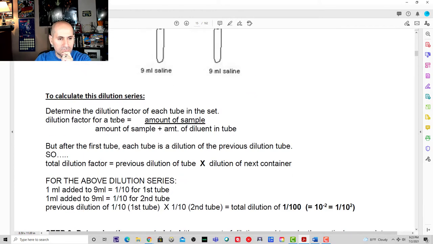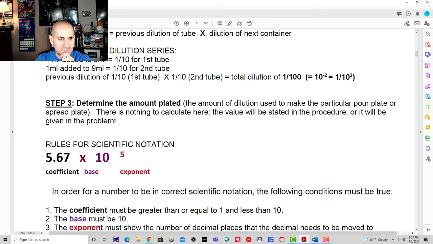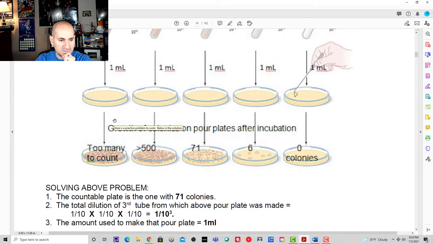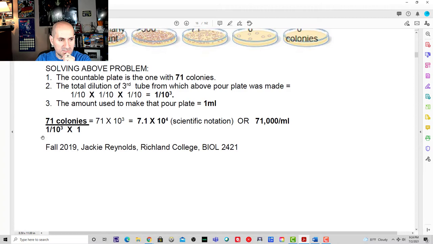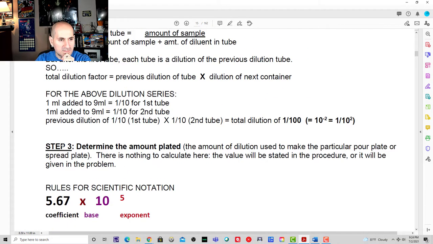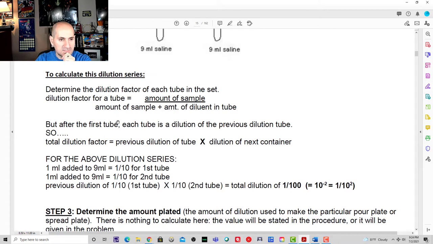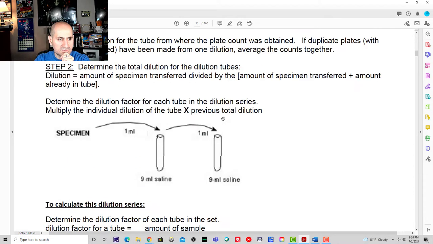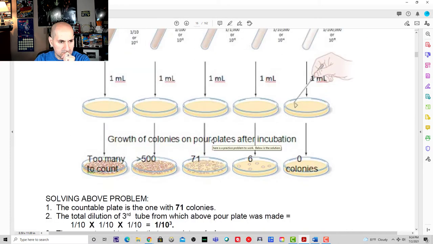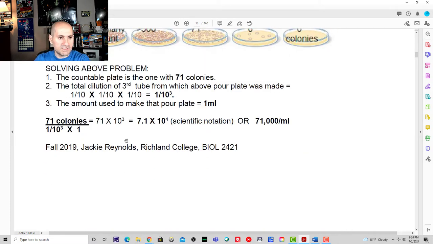All right, so let me show you. I want you to know the standard plate formula. Do you remember the standard plate formula? Yes. Actually, I think it was back here. That is diluent. It's basically right here. This is the standard plate formula.